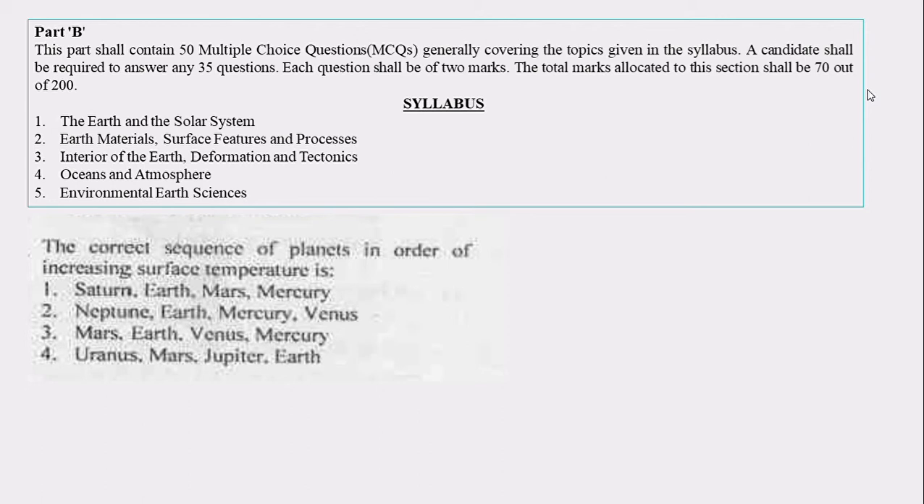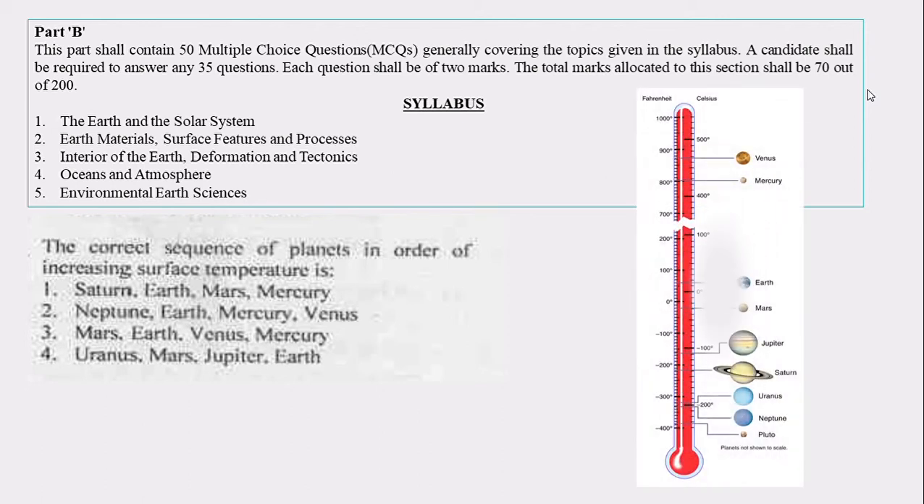Mars, Earth, Venus, Mercury is the third option. Uranus, Mars, Jupiter, Earth is the fourth option. And if you see the surface temperature of all planets in a single image, you can see Neptune is the lowest one, followed by Earth, then Mercury, then Venus.